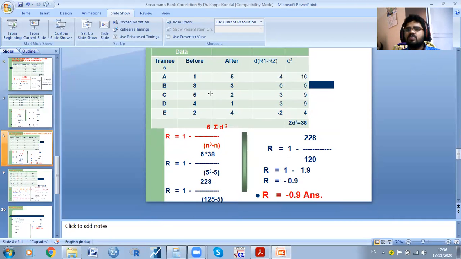It means that there is no impact of the workshop or training on the particular trainees or participants.